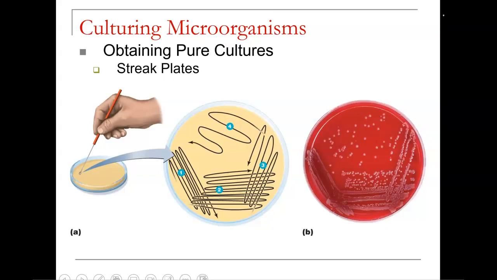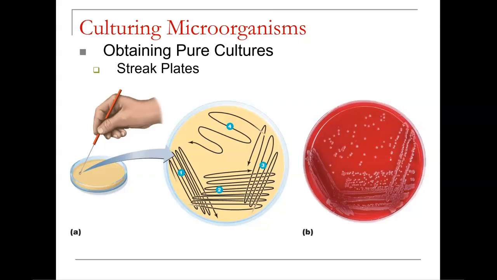Now, in order to obtain pure cultures, first you have to know what a pure culture is. A pure culture is going to be a culture that contains cells of only one species, so a single progenitor. So you want to take this and have only one type of organism growing here, which is going to be kind of hard. So what you're going to do is you're going to make this streak plate that you see here.